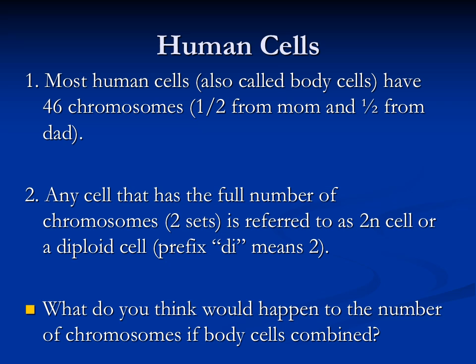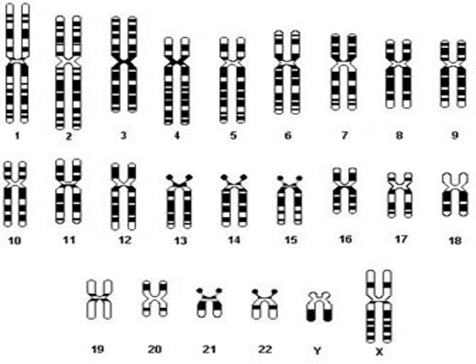And what do you think would happen to the number of chromosomes if body cells combined? So here is a diagram that shows you the chromosomes. And you notice there are 22 chromosomes, and then you have a Y or you have an X. The Y chromosome represents a male, and the X chromosome represents a female. So if the baby is a boy, then you have the Y chromosome. If the baby's a girl, it will have the X.